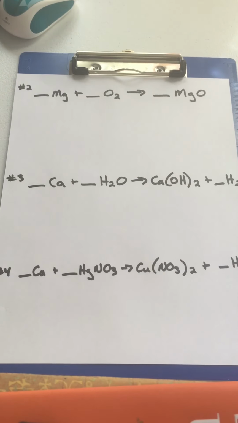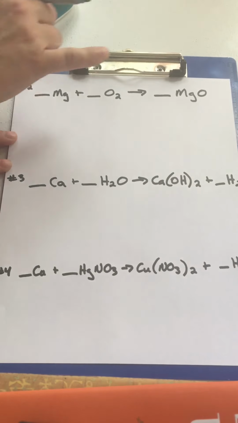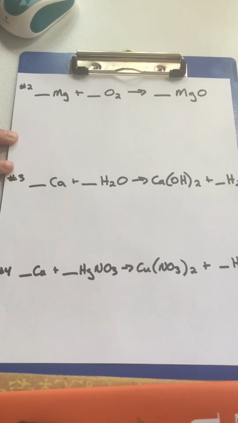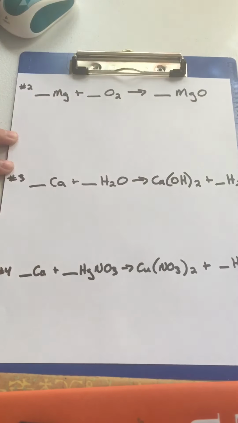I am continuing on page 6 of our chemical reactions packet. I am doing the chunking method to balance our equations. So here I am on number 2. I'm looking that we have 1 Mg on this side, we have 1 Mg on this side, but we have 2 oxygens here, and we only have 1 oxygen here.